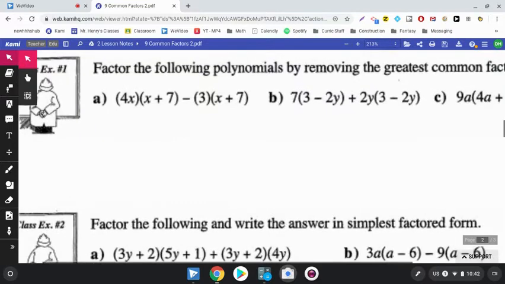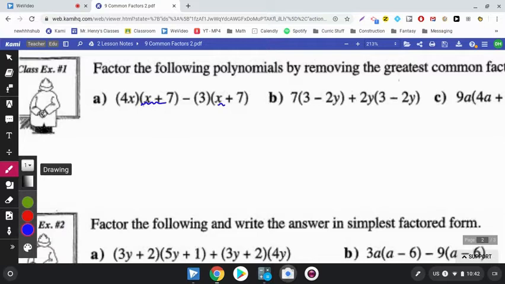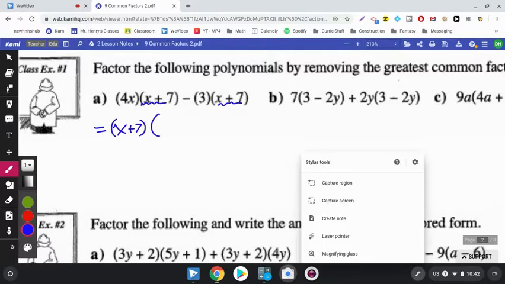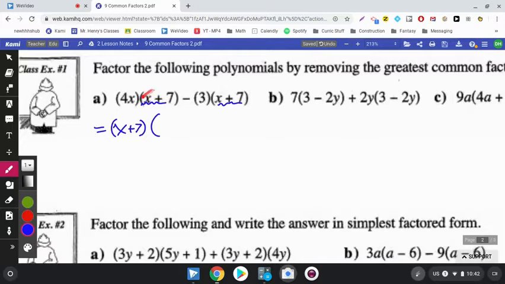Okay, I've got 4x(x plus 7) minus 3(x plus 7). What I notice is both terms, here's my first term, here's my second term. Remember, terms are separated by addition or subtraction. Both of them contain that x plus 7. That's my common factor. I can factor out, or remove, or divide out the x plus 7. That comes out front. And then inside my bracket, the x plus 7 went away, I just have 4x.